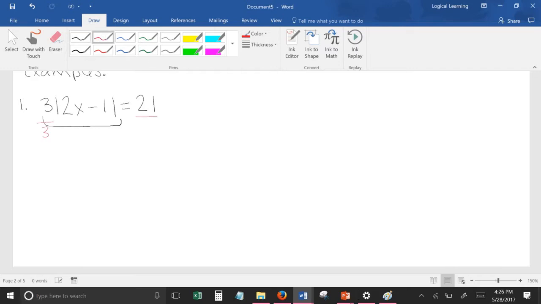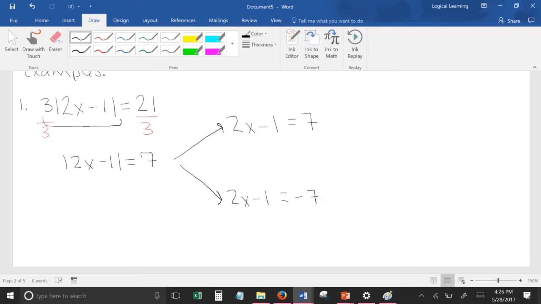So how do we do that? Well, we divide both sides by 3, and we get the absolute value of 2x minus 1 is equal to 21 divided by 3, which is 7. This will then give us our two equations: 2x minus 1 is either 7 or 2x minus 1 is negative 7. In the first one, adding 1 over, we'll get 2x equals 8, and dividing by 2, we'll get x is equal to 4. And in this one, adding 1 over, negative 7 plus 1 will give us negative 6. Dividing by 2 will give us x is equal to negative 3.